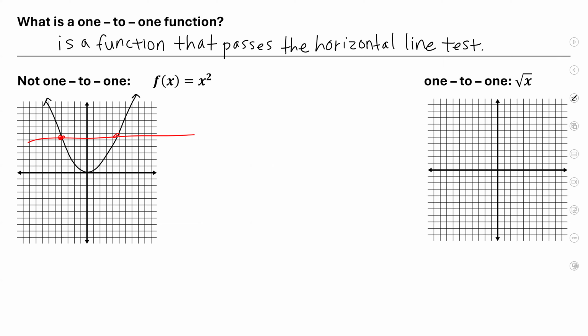So guys, can you think of another function that would also not be one-to-one? Yes, an absolute value of x, good, because that one looks like a V. And if you draw a horizontal line, it crosses more than once. So that would not be one-to-one. Is there another function that you guys can think of that is not going to be one-to-one?